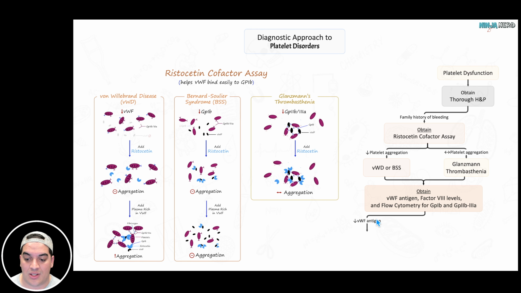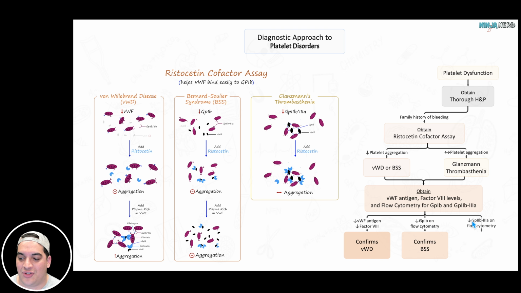So if I see this one's low and this one's low, what do I have? Von Willebrand disease. Right? If I see that GP1B is low, what do I have? Bernard-Soulier syndrome. And if I have GP2B3A that's low, I have Glanzmann thrombocytopenia.